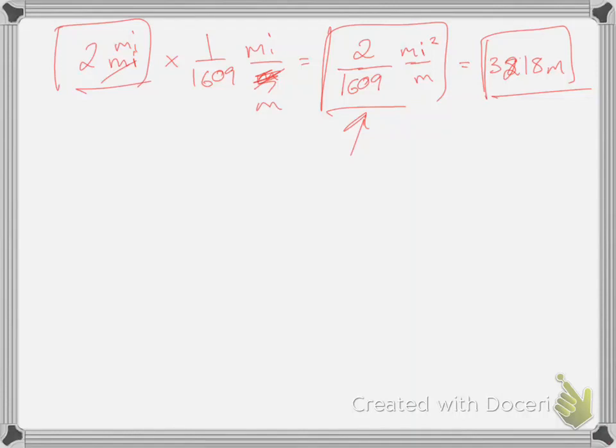So, for example, let's do the example that we were doing in class at the end when we ran out of time. 30 miles per hour. I want to know what 30 miles an hour is in meters per second. So how do we do it? We got to convert miles to meters. We do it one at a time. Miles to meters.